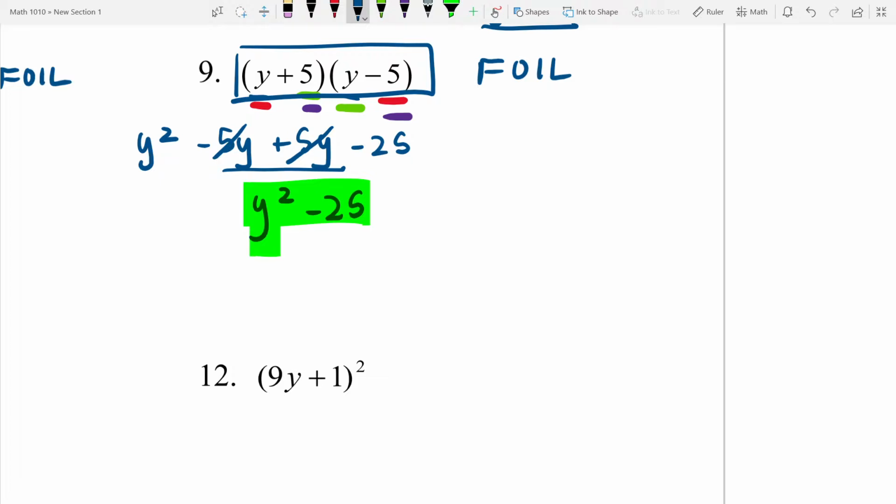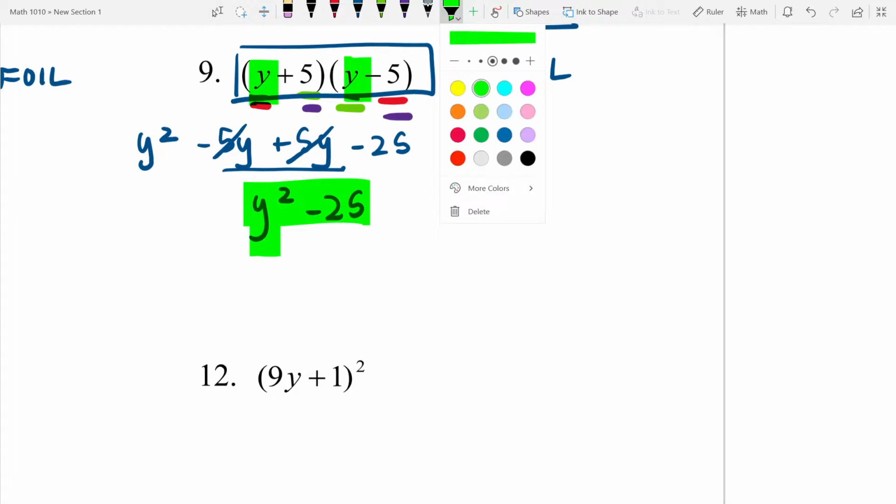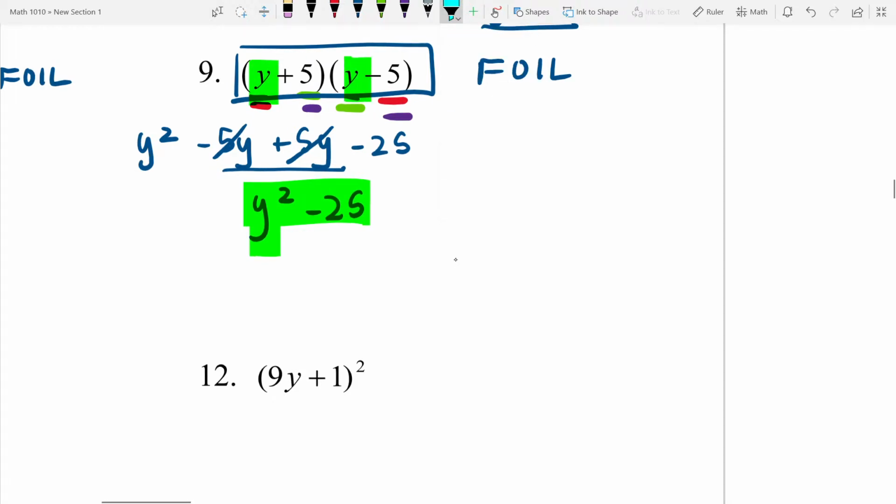If you notice that those are conjugates, look how easy this problem is. You just go y times y, y squared, and then you go 5 times negative 5, that's a negative 25, done. You don't even have to do all that middle stuff, because you know they're conjugates, so the middle stuff is going to go away. So I'm just going to do the first and the last. Who says I'm with you? Raise your hand. Okay, great.